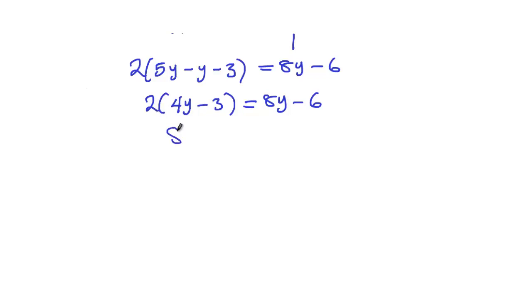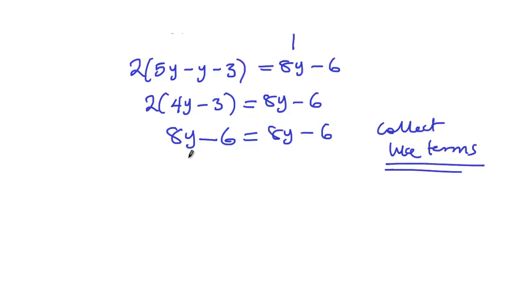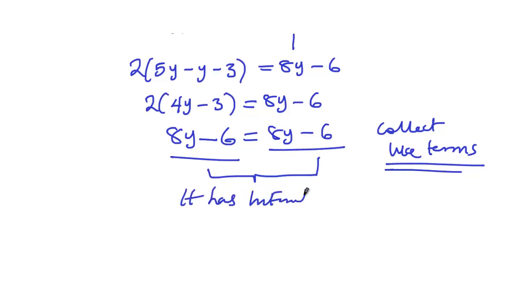The next thing we need to do now is to open the bracket with this 2. 2 times 4y is 8y. 2 times minus 3 is minus 6. This is equal to 8y minus 6. The next thing is we collect like terms, but I don't think it is even necessary. 8y minus 6 is equal to 8y minus 6. So this reveals that it has infinitely many solutions. So this makes it an identity, because the left-hand side is equal to the right-hand side.